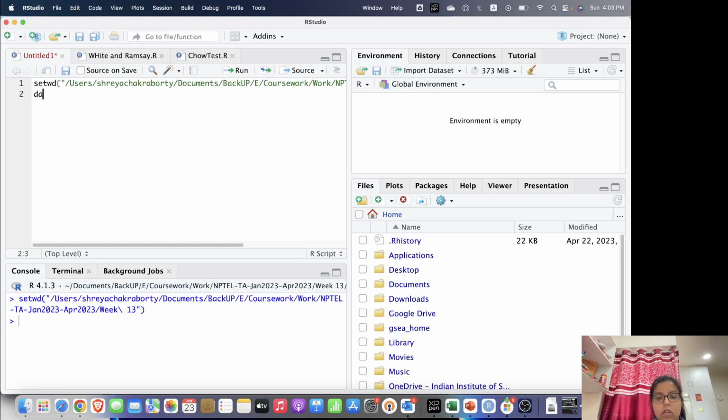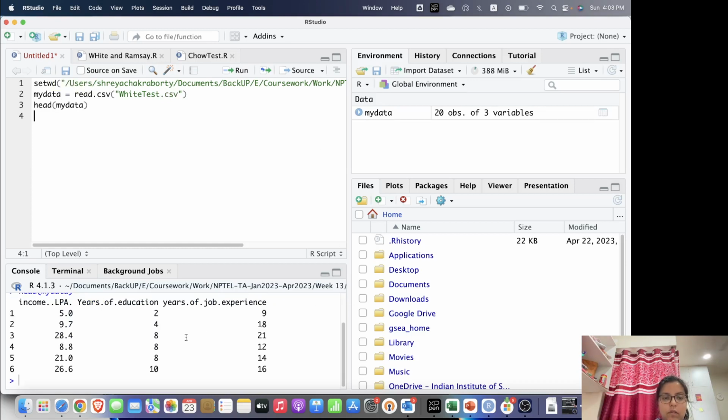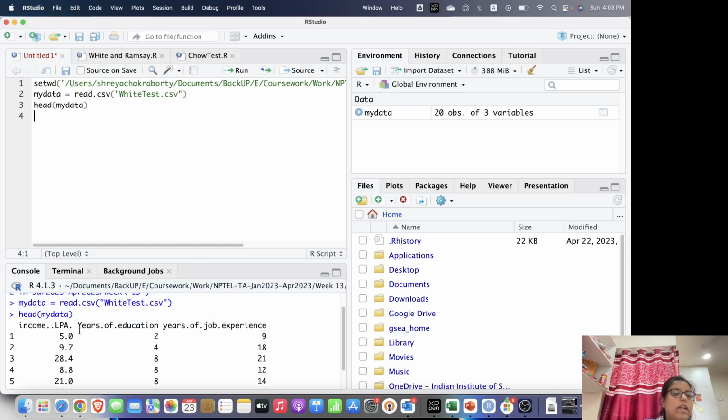Okay, so I'll write my data equal to read.csv, whitetest.csv. So here I have data on 3 variables: income in lakhs per annum, years of education, and years of job experience.